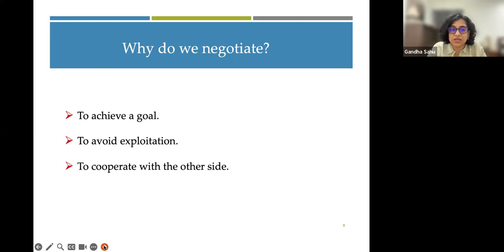So why do we negotiate? To achieve a goal, to avoid exploitation, and to cooperate with the other side. Okay, so if we don't have a space to negotiate, it's basically like in this case, there is a transaction and it's one-sided. If I am quite averse to going to court, it's going to cost me a lot of money. It's going to be hard, but I have a goal to achieve. How do I do it?